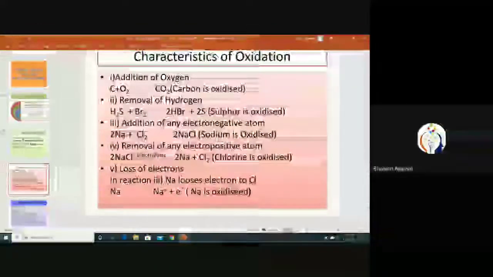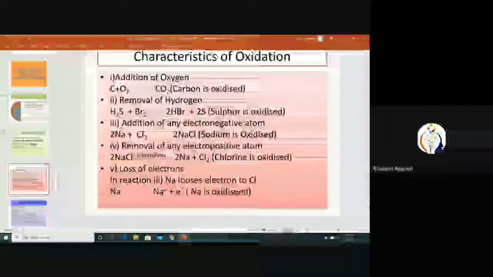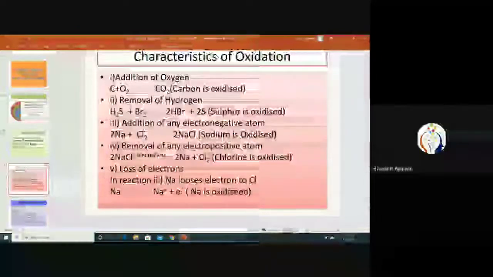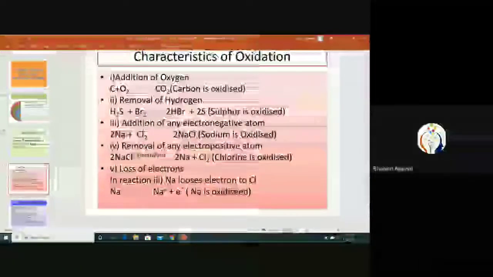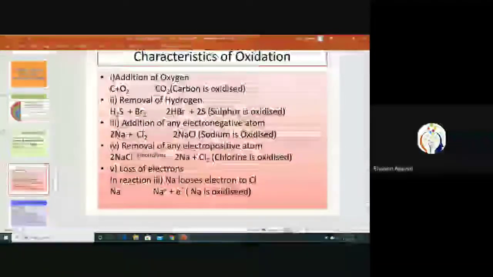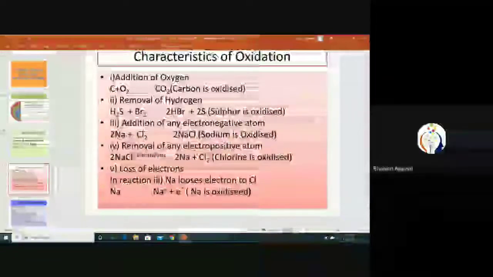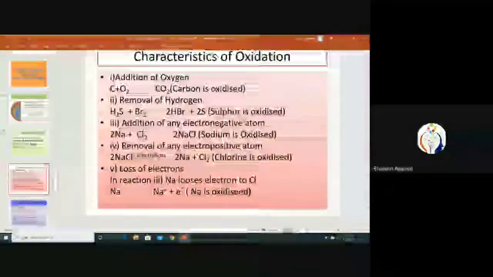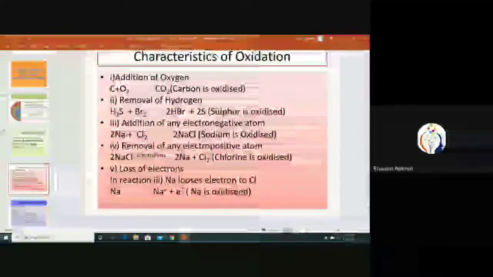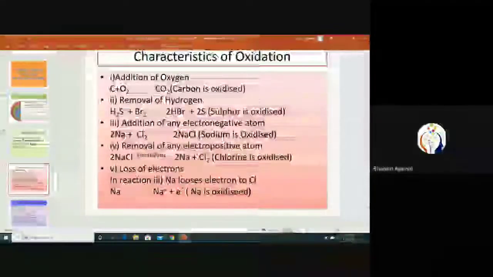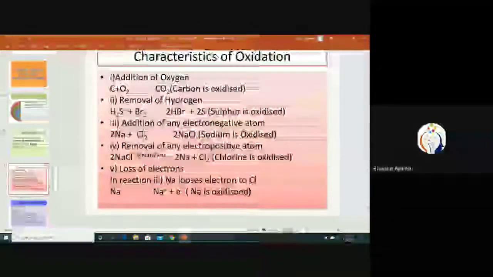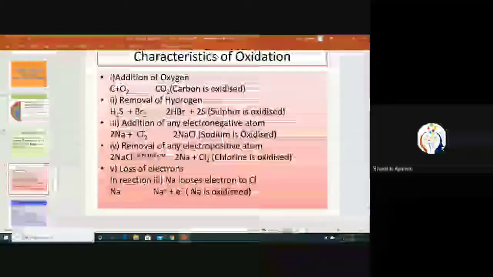Again, the second one is the removal of hydrogen. If from any substance hydrogen is removed, that means that substance is oxidized. In this reaction, as you can see, H2S reacts with bromine to lose hydrogen and change into sulfur. So sulfur gets rid of hydrogen and thus we can say that sulfur is oxidized in this reaction.